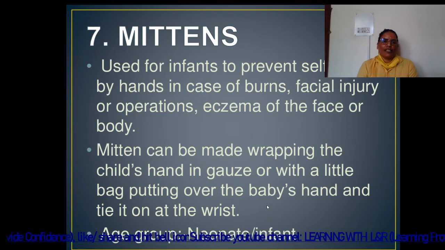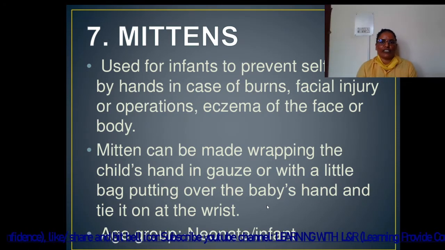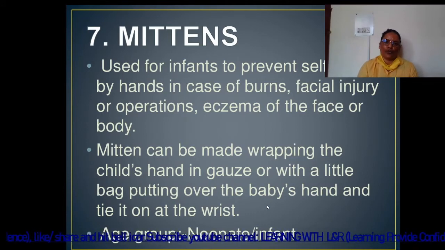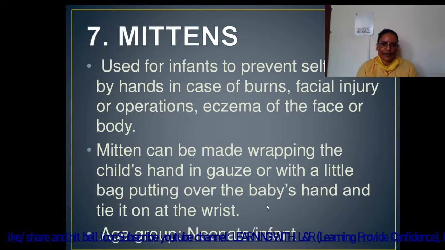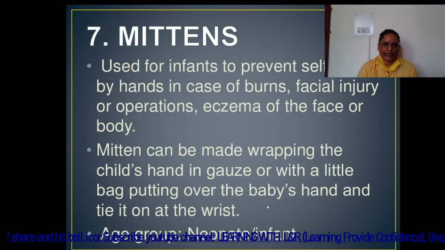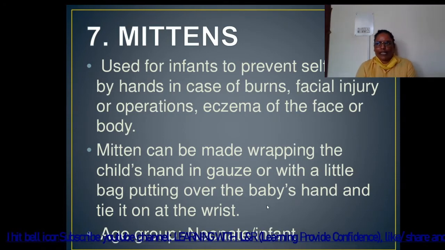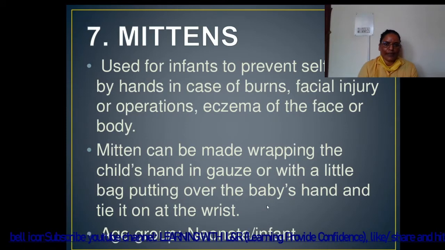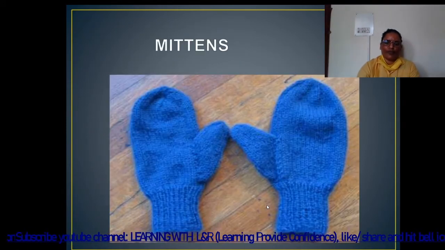Then mittens. They are used for infants to prevent self-injury by hands in case of burns, facial injury or operations, eczema of the face or body. Mittens can be made by wrapping the child's hand in gauze or with a little bag, putting it over the baby's hand and tying it at the wrist. The age group we have to apply a mitten to is neonate and infant. This is a kind of mitten.